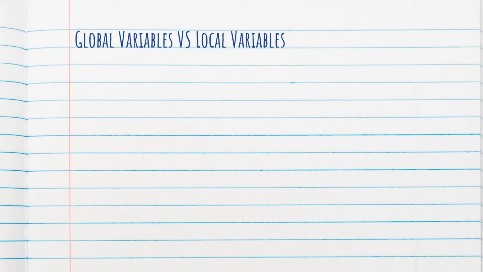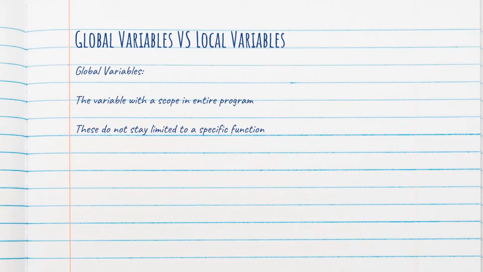In this tutorial, we are going to learn about the concept of global variables and local variables in C language. Global variables are the variables whose scope is present in the entire program. There are some variables that we can create and they exist in the entire program. Whatever function we are using, they exist there. We can use them anywhere in the program, and these variables are not limited to a specific function.